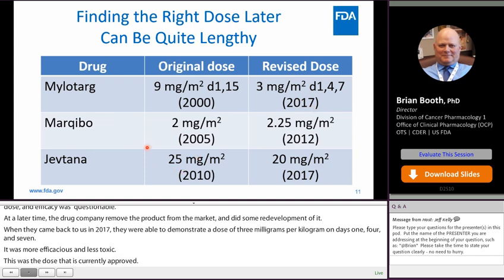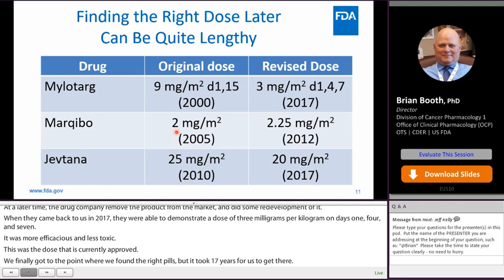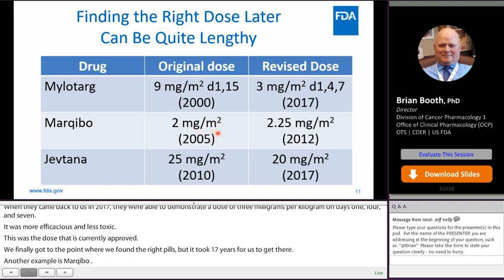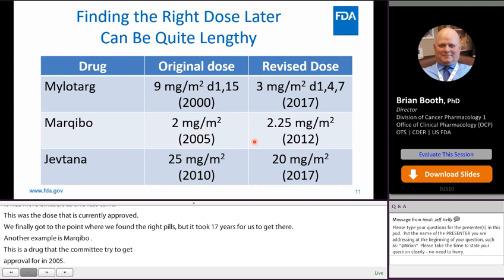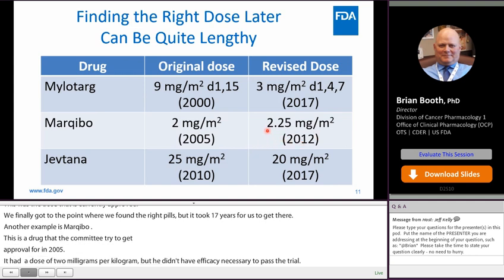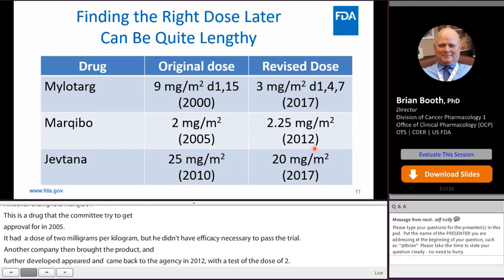Another example is Marquibo. So this was a drug that the company tried to get approval for in 2005 at a dose of 2 milligrams per kilogram, but it didn't have the efficacy necessary to pass the trial. Another company then bought the product and further developed it and came back to the agency in 2012 with tests of the dose of 2.25 milligrams per kilogram and found that to be efficacious, and that was the dose that ended up getting approved. But that took an additional 7 years to get to that answer.